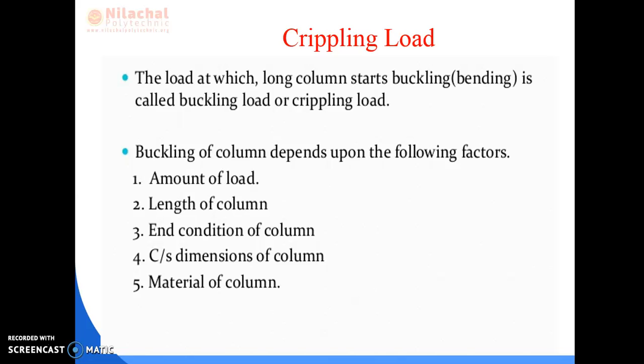The first parameter is the amount of load. If the applied load is much higher than the resisting capacity of the column, then the column may buckle. If the length of the column is much higher than the lateral dimension, that is the cross-sectional dimension, then it will also buckle.